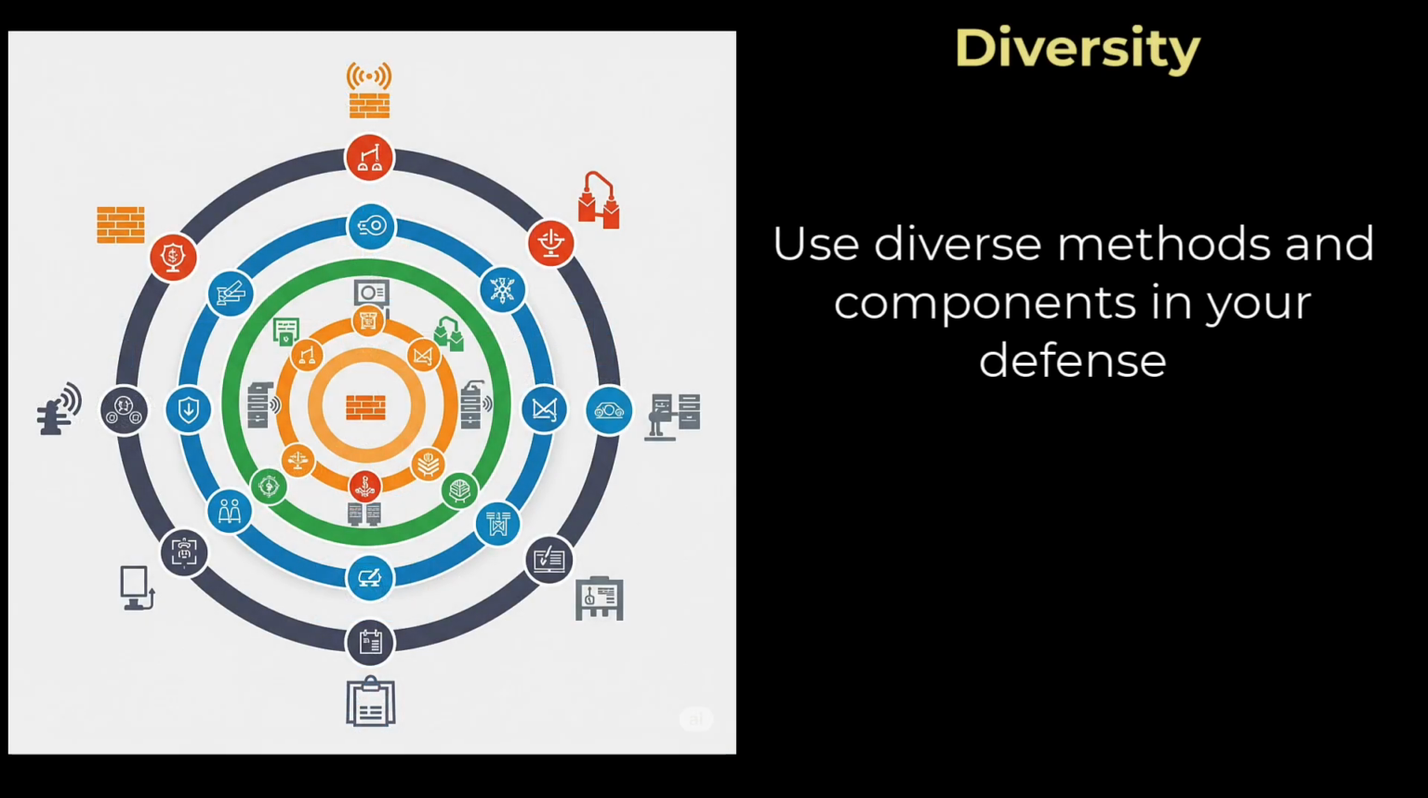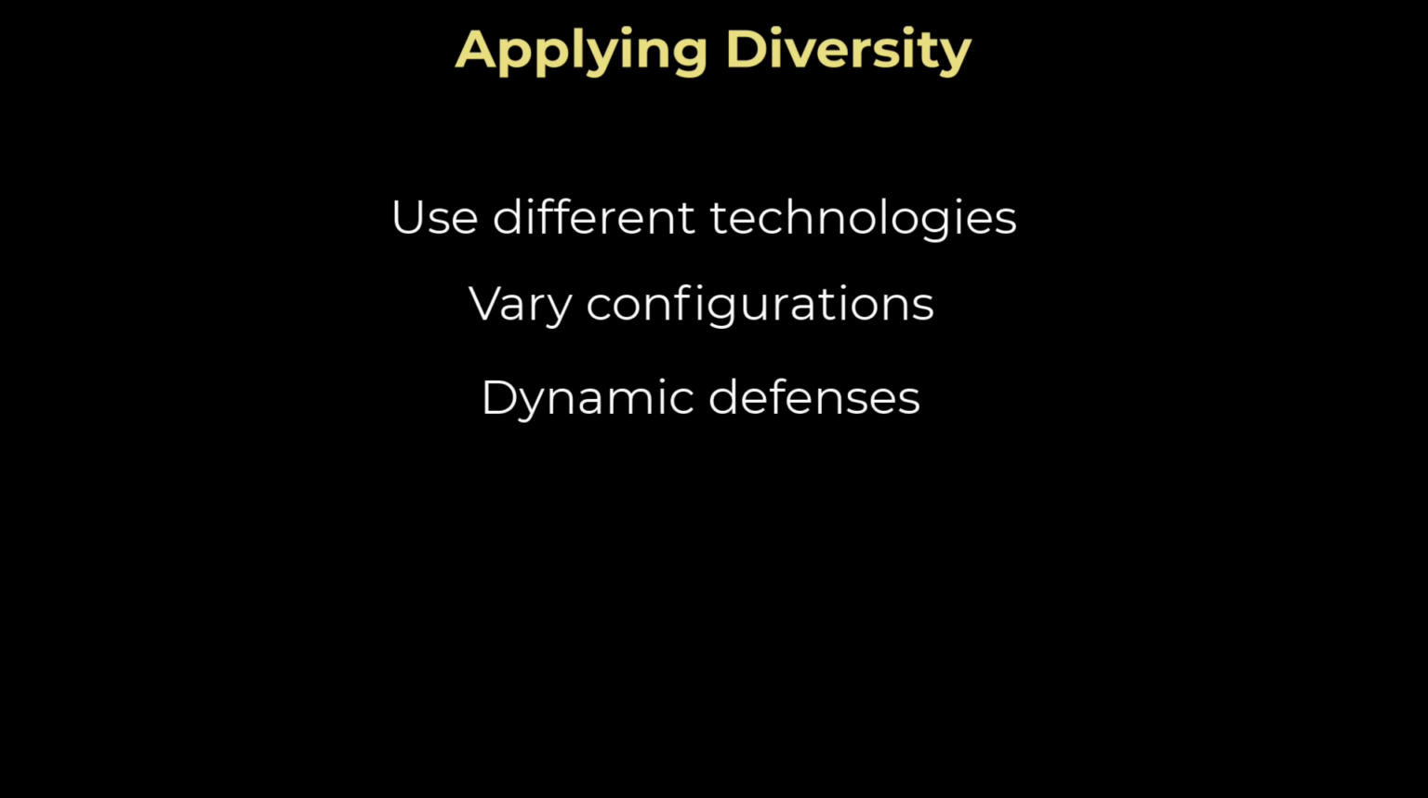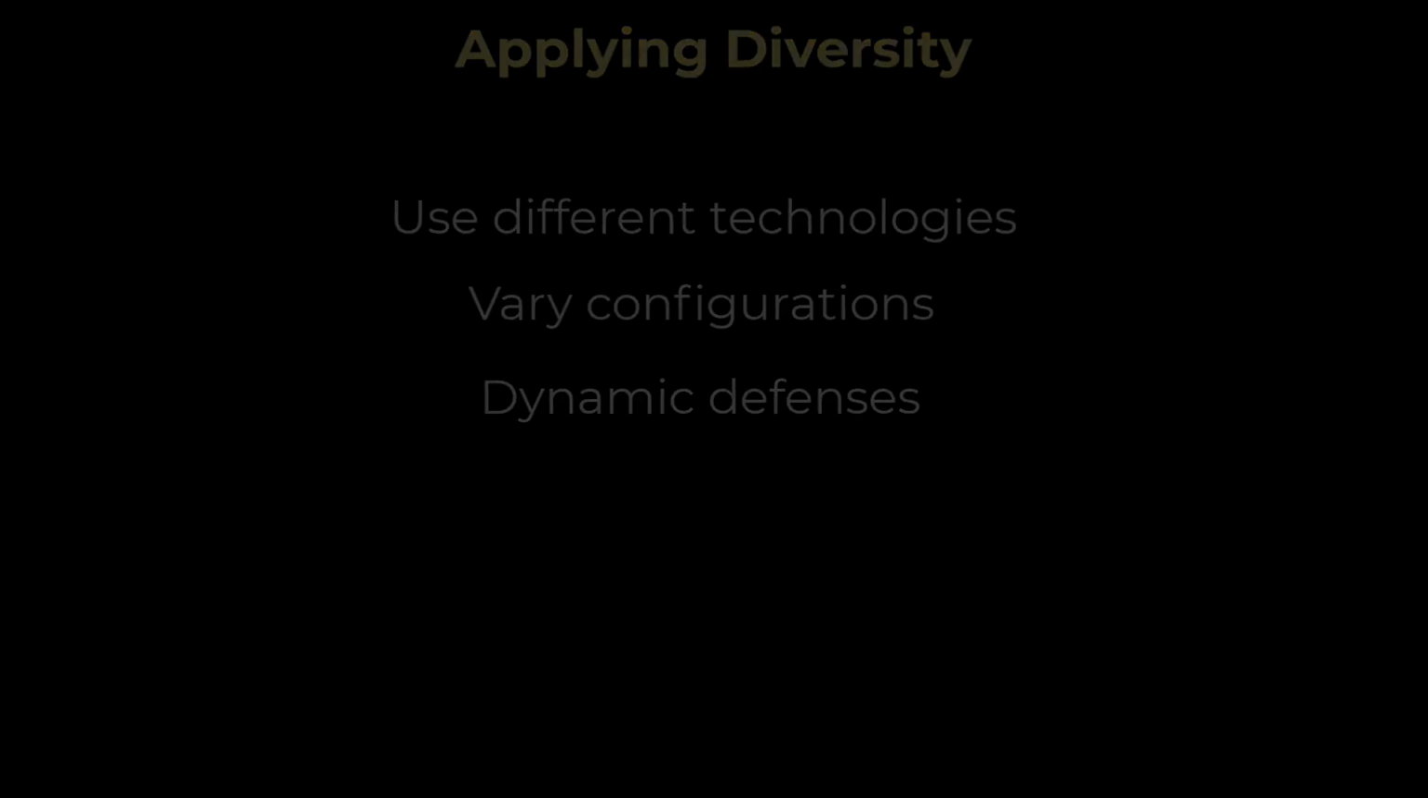Diversity, or dynamicity, means using diverse methods and components in your defenses. Homogeneity can be a weakness. If all your defenses are of the same type, a single exploit or flaw could take them all out. Diversity can be applied in various ways, such as using different technologies. For example, two firewalls from different vendors to mitigate a common software vulnerability, varying configurations, or even dynamic defenses that adapt over time, hence dynamicity. The goal is to avoid common mode failures.